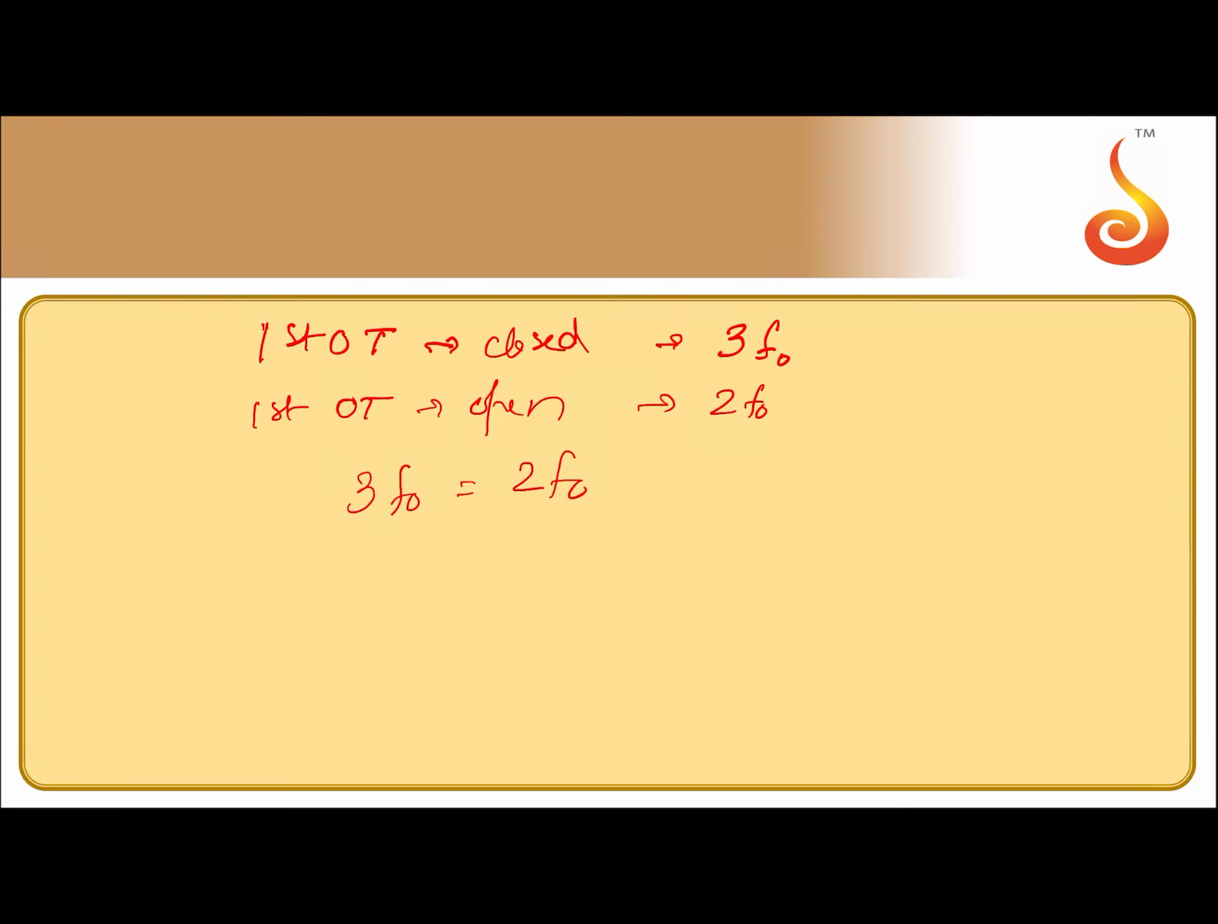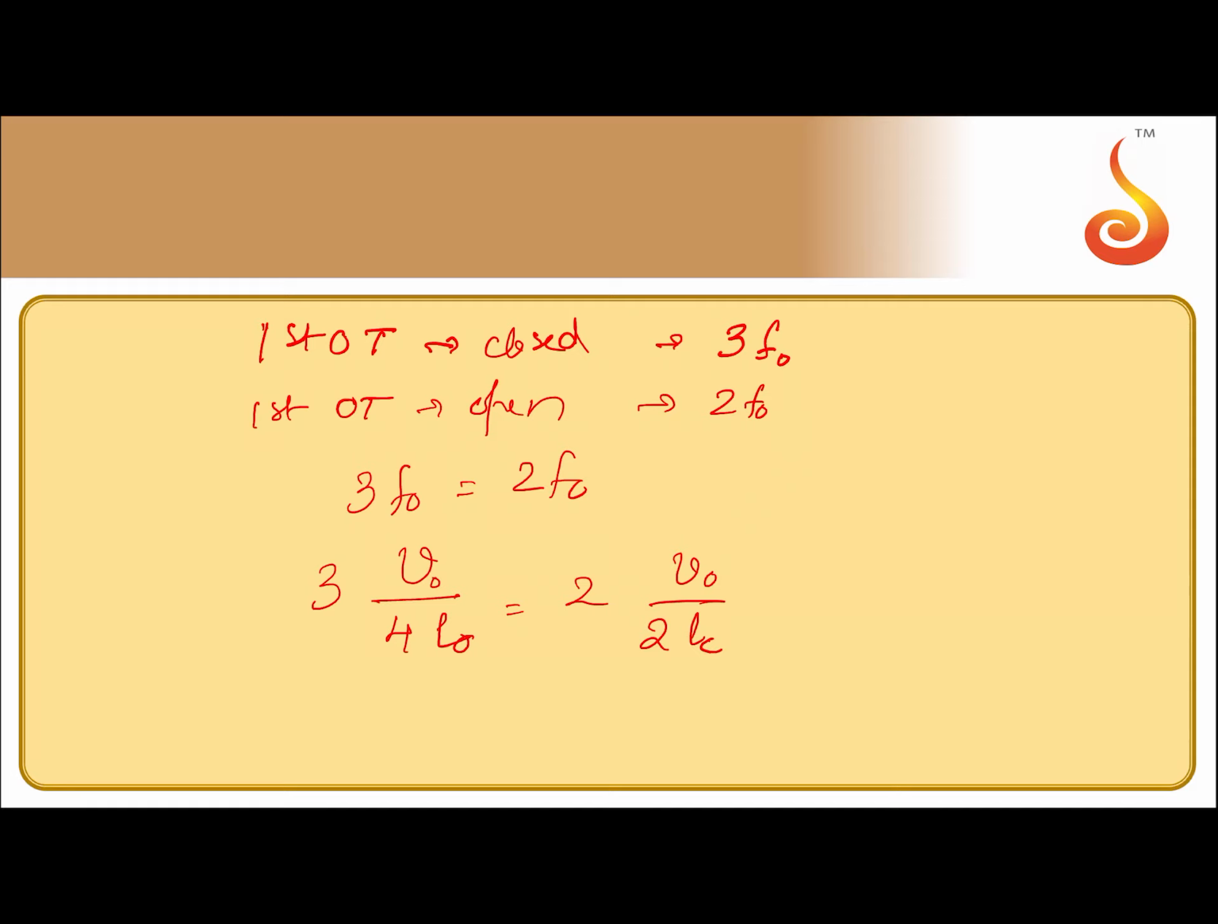Here, the first overtone of the closed organ pipe corresponds to 3f0 and the first overtone of the open pipe corresponds to a frequency of 2f0. He says 3f0 is equal to 2f0. So 3 times V divided by 4L, the frequency of sound in the closed pipe, is equal to 2 times V0 divided by 2L for the open pipe. We can call it the closed pipe.